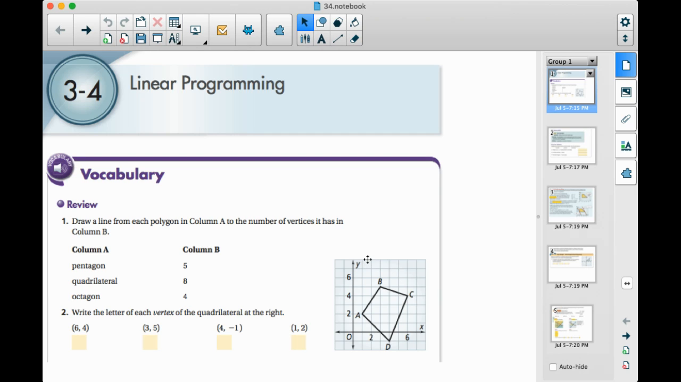3.4 linear programming for Algebra 2. Let's go ahead and get started on the vocab. All right, let's take a look.